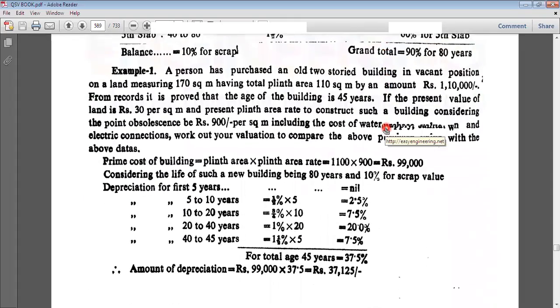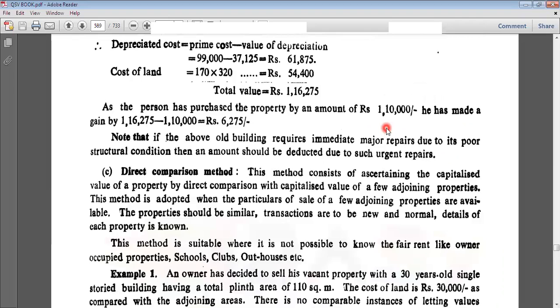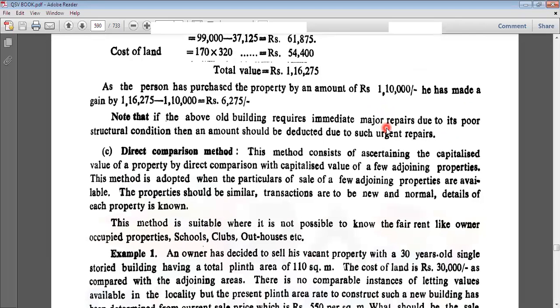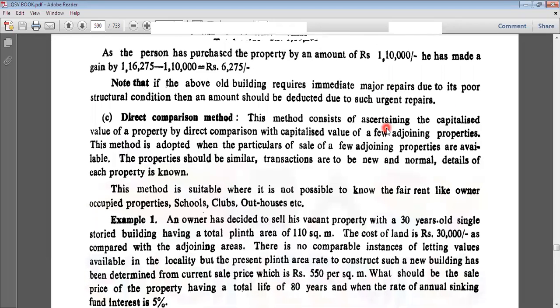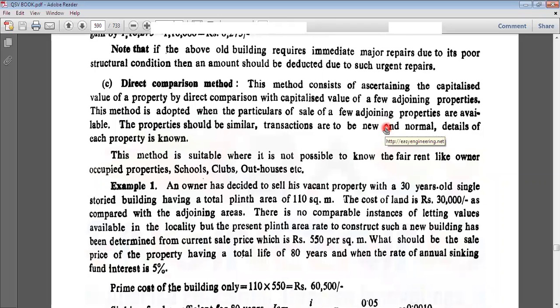Problems we are not going to discuss on this. I just want to give some important problems. Then next is direct comparison method. Okay, direct comparison method. Now this method consists of ascertaining the capitalized value of the property by direct comparison with the capitalized value of an adjoining property.